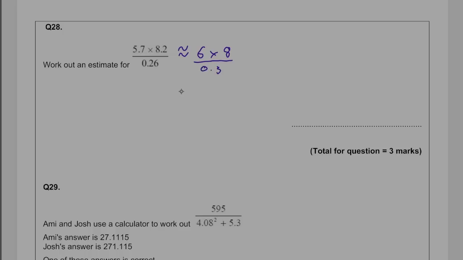Right, so 6 times 8 is going to give me 48 divided by 0.3. Dividing by a decimal number is always tricky, so I'm going to times both of them by 10, so I'm going to say that's the same as 480 divided by 3, and then 480 divided by 3 is going to give me 160. So I'm going to go 160.